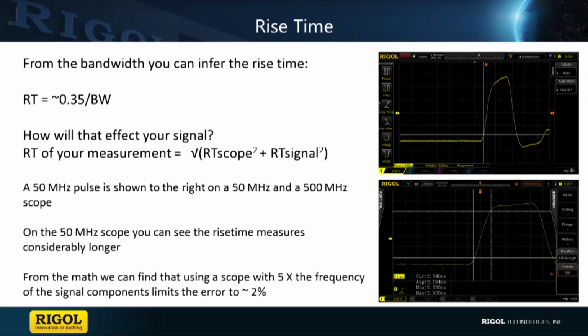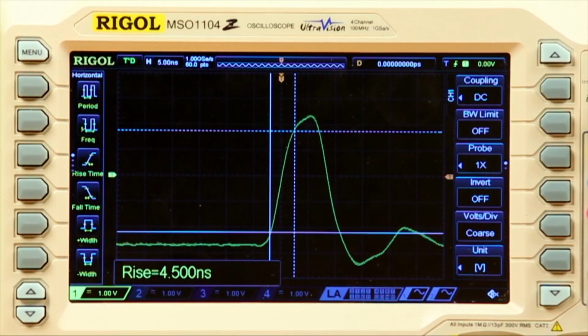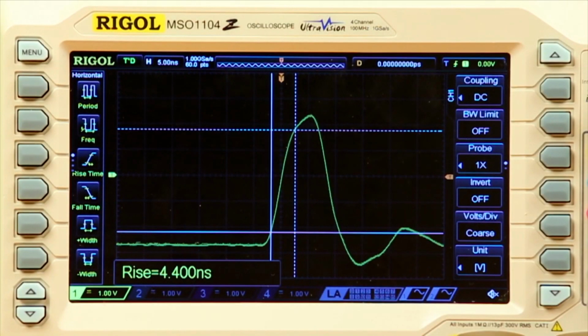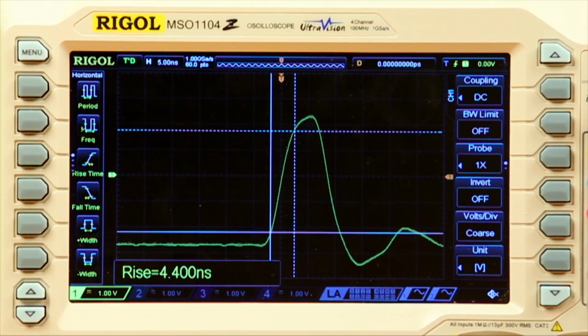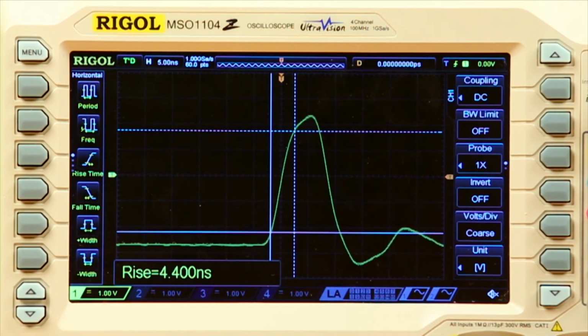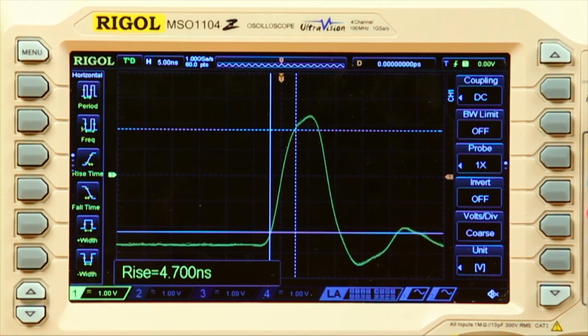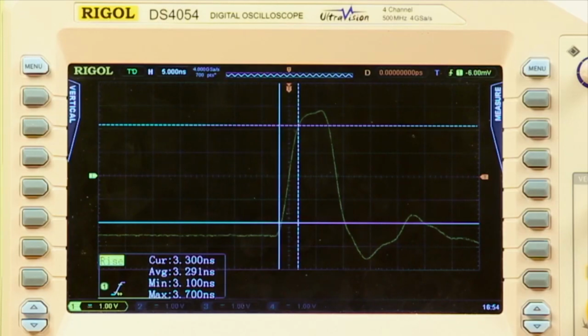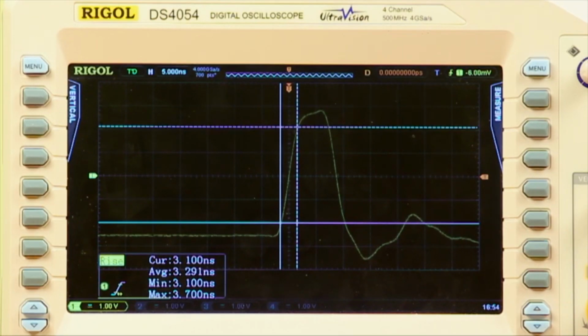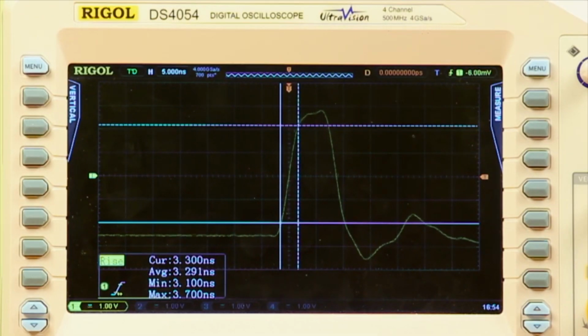To show this effect, we can look at a 50 MHz pulse on a 100 MHz and 500 MHz oscilloscope. First, let's look at the 100 MHz oscilloscope. This is showing a rise time for our pulse of about 4.4 nanoseconds. Now we can compare that with the 500 MHz scope. For the same signal, it's showing a rise time of about 3.3 nanoseconds.